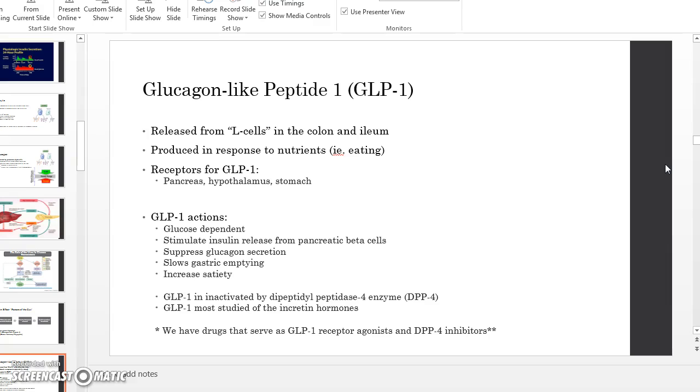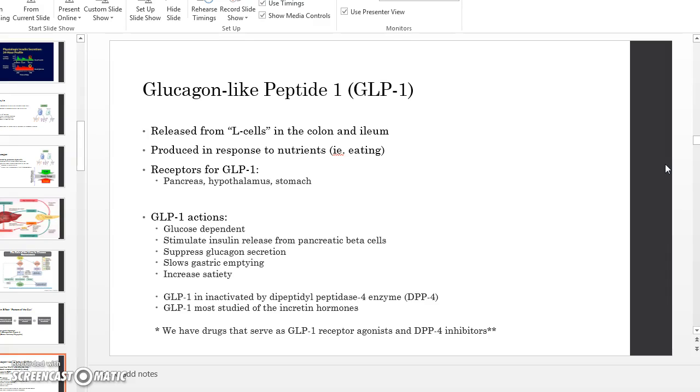So our GLP-1 is released from L cells in our colon and ileum of our GI tract. As I said, this is produced in response to nutrients, or you eating. You find receptors for GLP-1 in your pancreas, in your hypothalamus, and in your stomach. GLP-1 actions are glucose dependent, so since it is dependent on your response to nutrients, there really is no action in just your normal glucose homeostasis. This is just once you've introduced an outside form of glucose, which is your food.